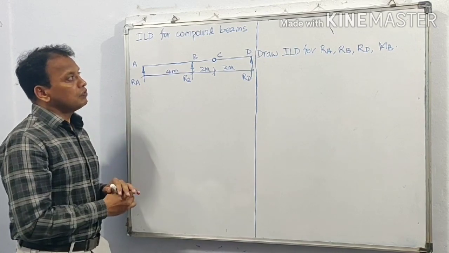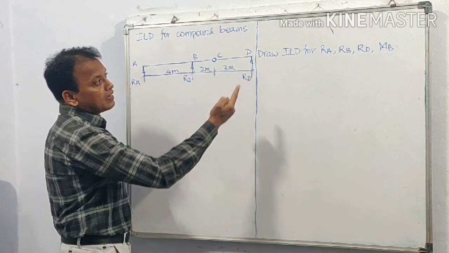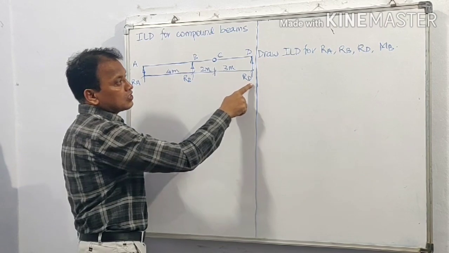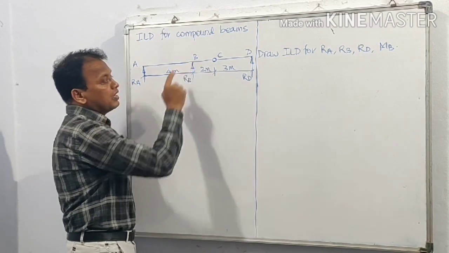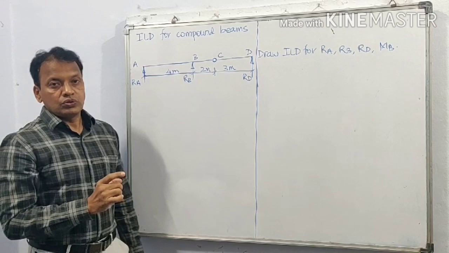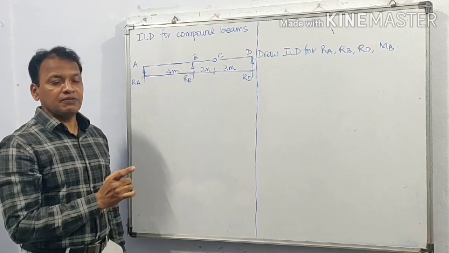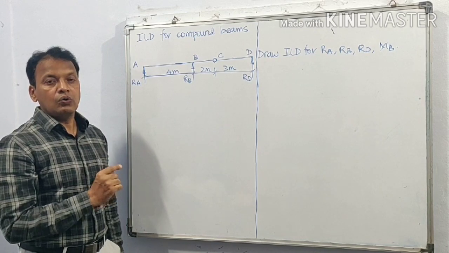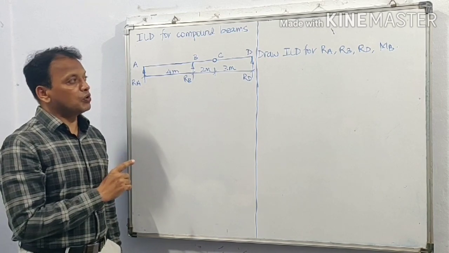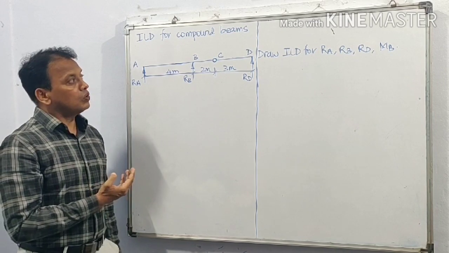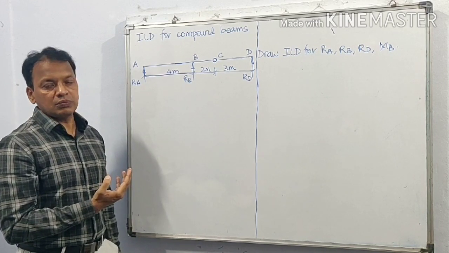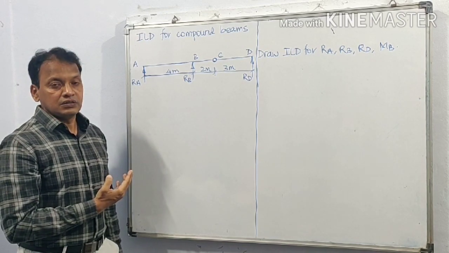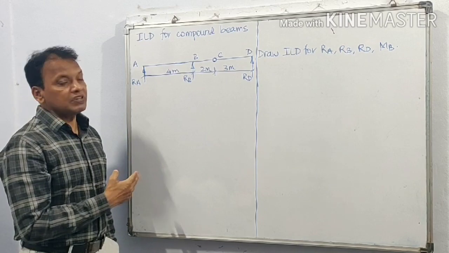Now for this beam, we are asked to draw influence line diagrams for reaction at A, reaction at B, reaction at D, and bending moment at B. Before drawing influence line diagrams for such compound beams, we have to learn how to analyze a compound beam. You have already studied how to analyze a compound beam, means how to calculate support reactions and shear force for a compound beam, in your previous semester.